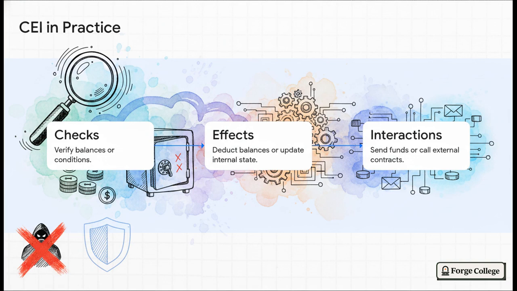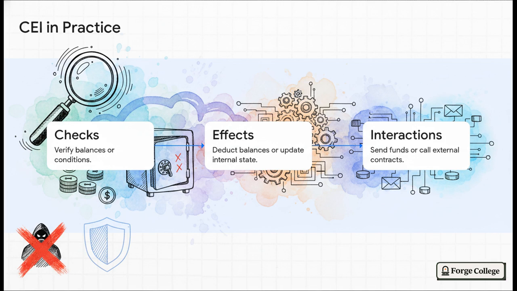Let's actually walk through the 1, 2, 3 flowchart of how CEI works in practice. Step 1, checks. This is where you verify the conditions. Does this user actually have the balance they're trying to withdraw? Step 2, effects. This is where you deduct that balance or update your internal state ledger. And then step 3, interactions. Only now, after the ledger is fully completely updated, do you actually send the funds or call that external contract.